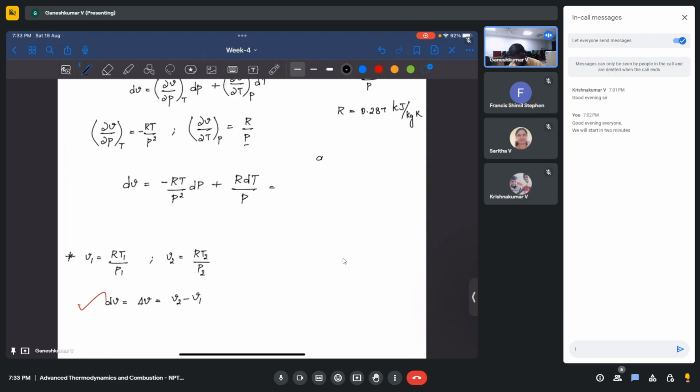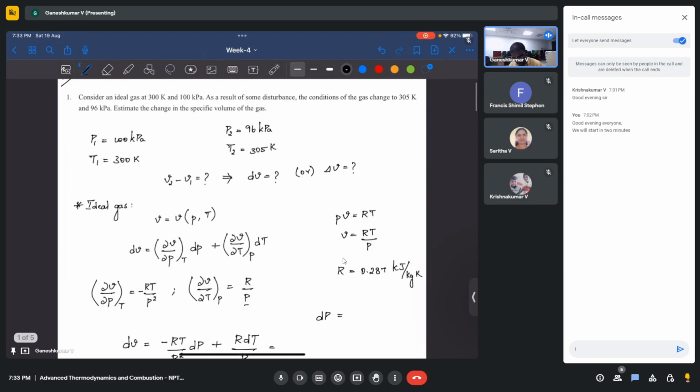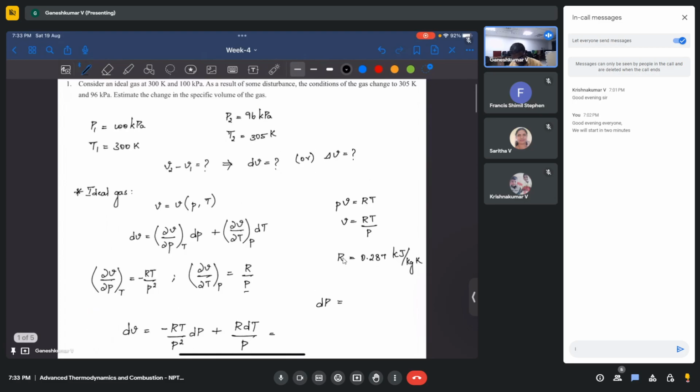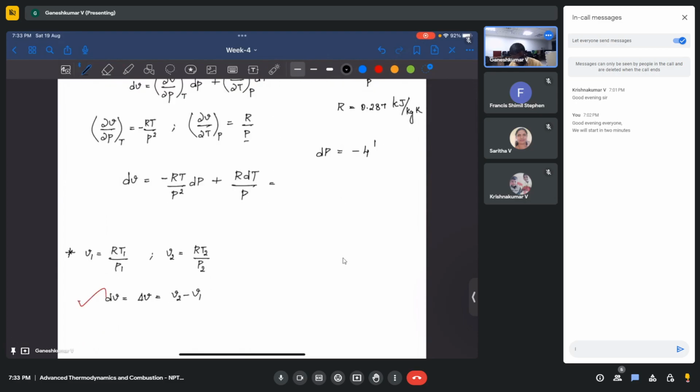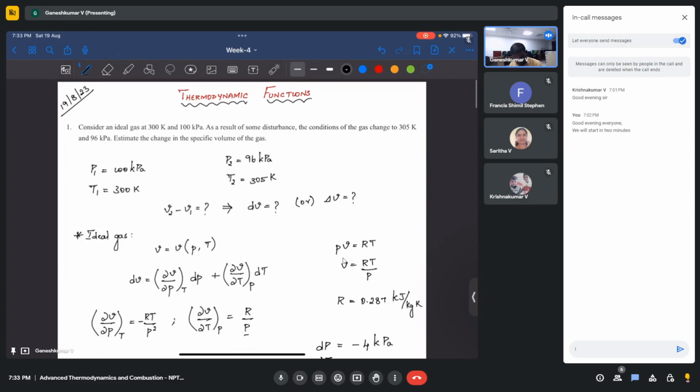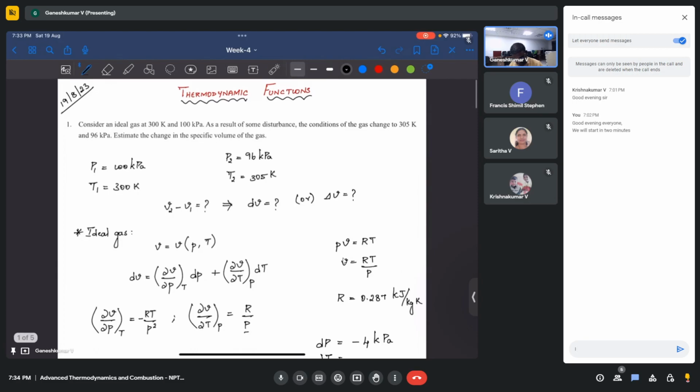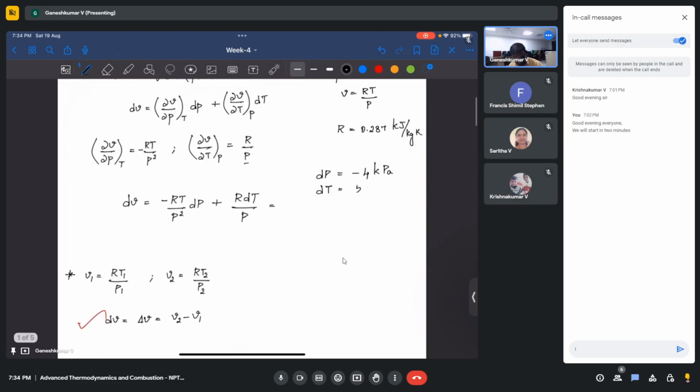So we already know dP. How much is dP? The change in pressure from 100 kilopascal to 96 kilopascal is minus 4 kilopascals, right? And we also know dT. It is going to be 305 Kelvin minus 300 Kelvin, which is 5 Kelvin.